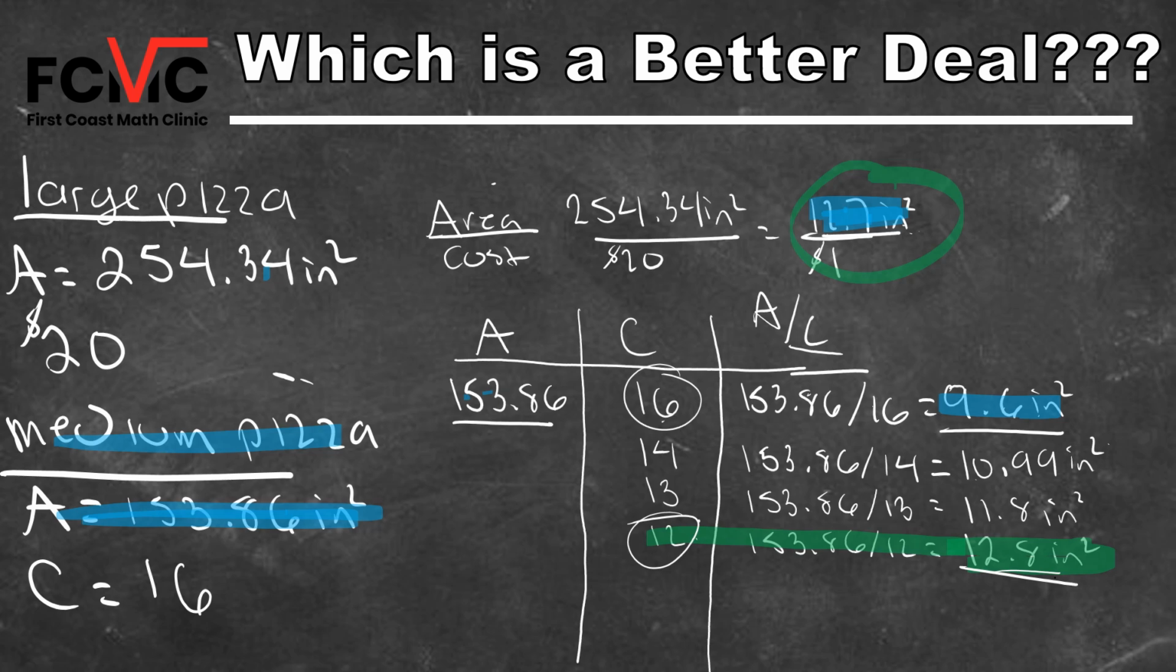All right, so this video was on figuring out which option was a better deal, comparing two pizzas. Did a little bit with circles, and then did a little bit with kind of cost analysis, comparing the area to the cost.